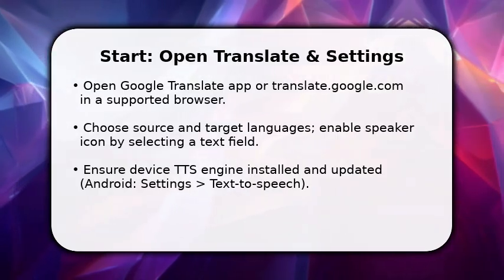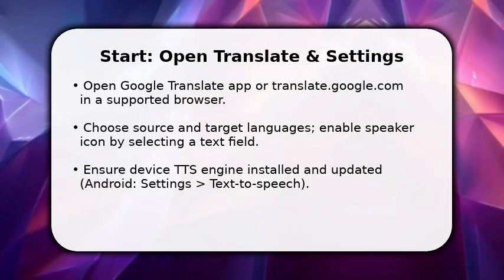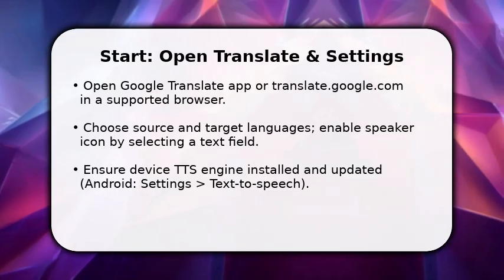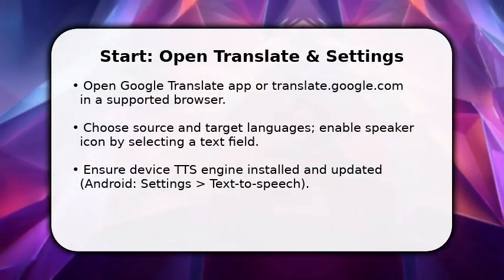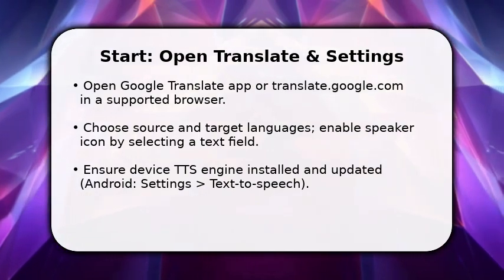for voice selection. On Android, check Settings, Text-to-Speech Output. On iPhone, use Accessibility, Spoken Content. Doing this first avoids interruptions later and lets you control voice options instead of relying on default system settings.